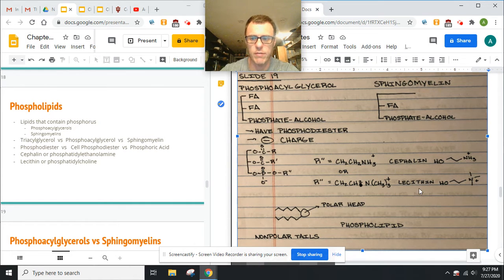If it's this, we call it cephalin. If it's this one, we call it lecithin. Now, sphingomyelins are different. There's a long carbon chain, only one fatty acid, and then we have this phosphodiester again.